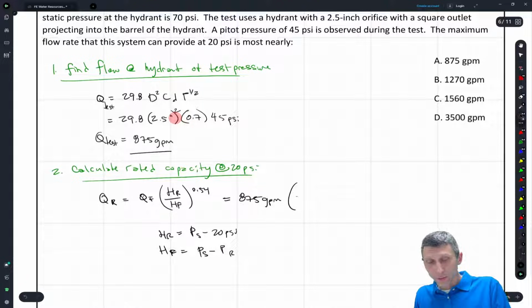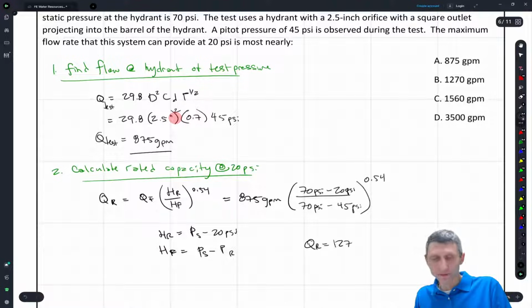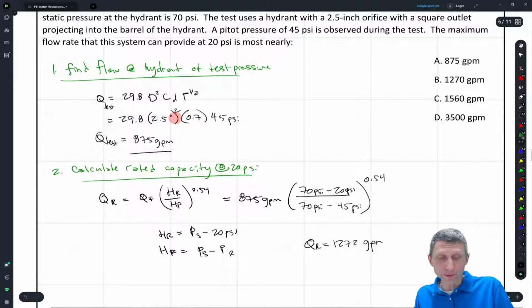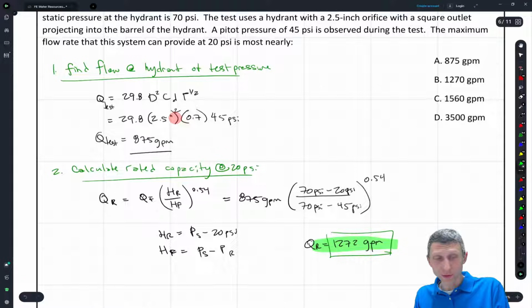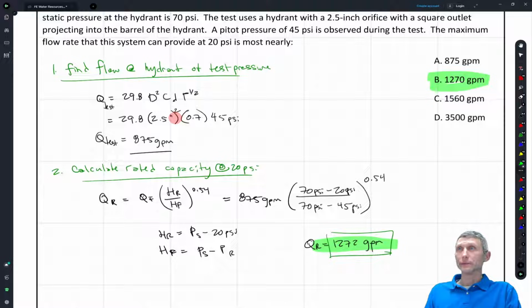Okay, so we can plug those in, but we get 70, which is our static pressure, minus 20 psi, divided by our static pressure, 70 psi, minus 45 psi. And we raise that to the 0.54 power, and we get a value of QR equals about 1272 gallons per minute. Okay, so this would be the maximum amount of fire flow available at that site, and for where we are at 20 psi. Okay, so 1272 is close enough to 1270 that we're going to go with it.